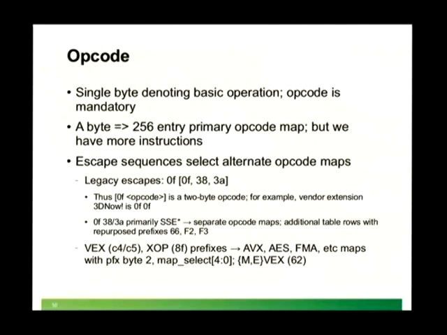Then the opcode comes. It's a single byte, which denotes the basic operation, and it's mandatory. There are computer designs which don't have mandatory opcodes, like the one-instruction computer and the zero-instruction computers. Insane stuff. The opcode is a byte, which means you have 256 opcodes, but we have more instructions. And if you look at the map, let me see how that works.